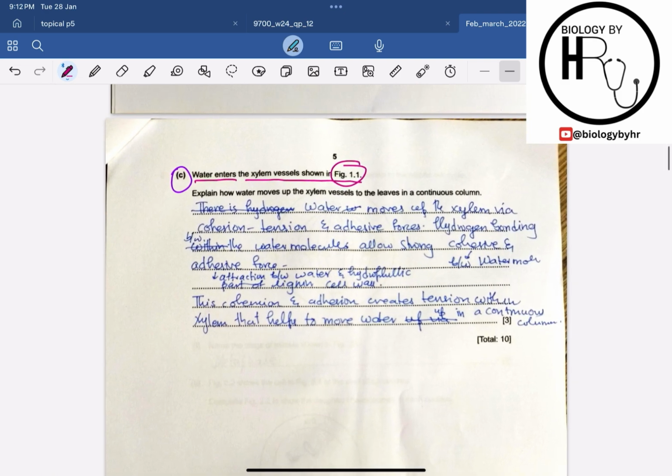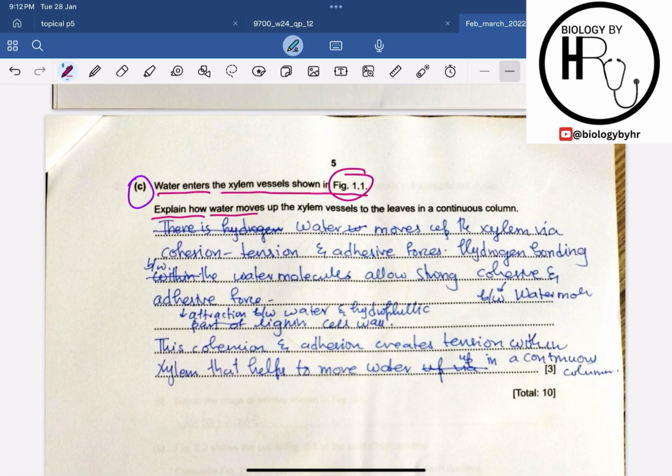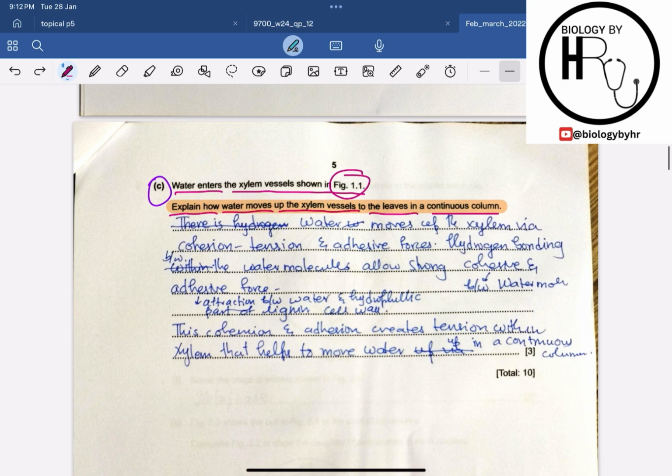On figure 1.1 we can see that water is basically entering into the xylem vessel. Alright. Then they are saying over here that explain how water moves up the xylem vessel to the leaf in a continuous column. This is a very popular question of AS level biology transport in plants, that how basically what is the process of moving the water up from the xylem to the leaves in a continuous column. So we can write its answer in a way that water moves up the xylem via the cohesion tension and the adhesive forces. The two forces are used to move the water up the xylem in a continuous column, that are basically the cohesion tension forces and the adhesive forces.